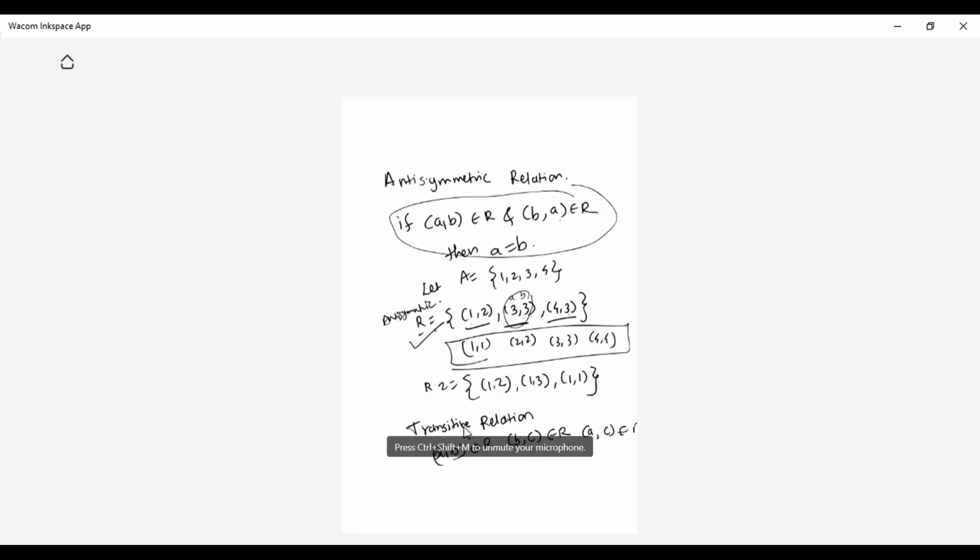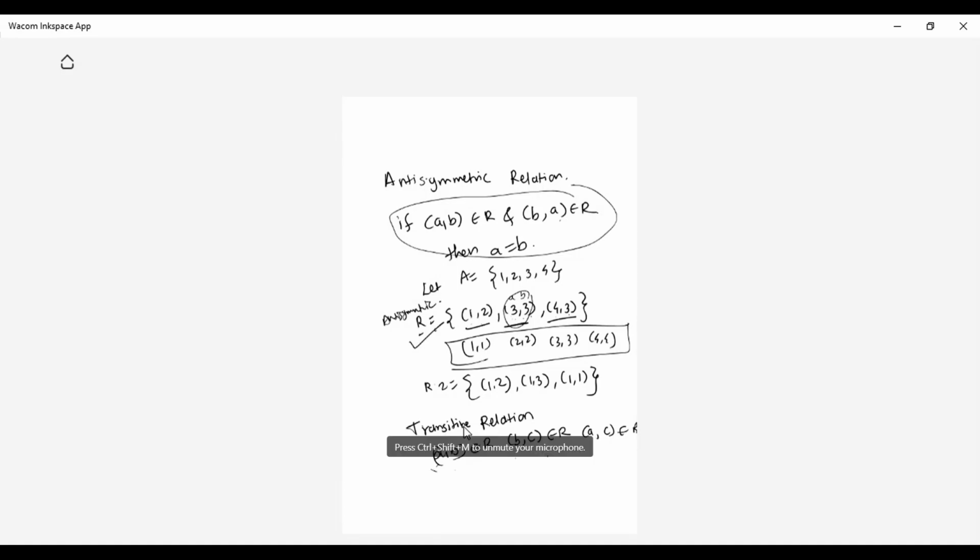If (A, B) is in R and (B, C) is in R, then (A, C) has to be there. If AB would be there in R and BC would be there in R, then AC has to be there in R. If (A, C) would not be there in R, then that relation we will not call a transitive relation, student. I'll give you an example, you will come to know.